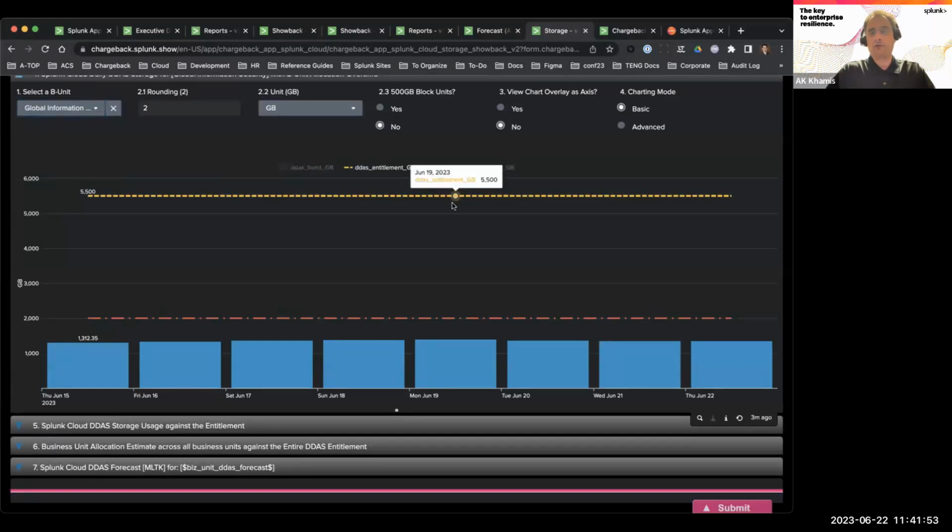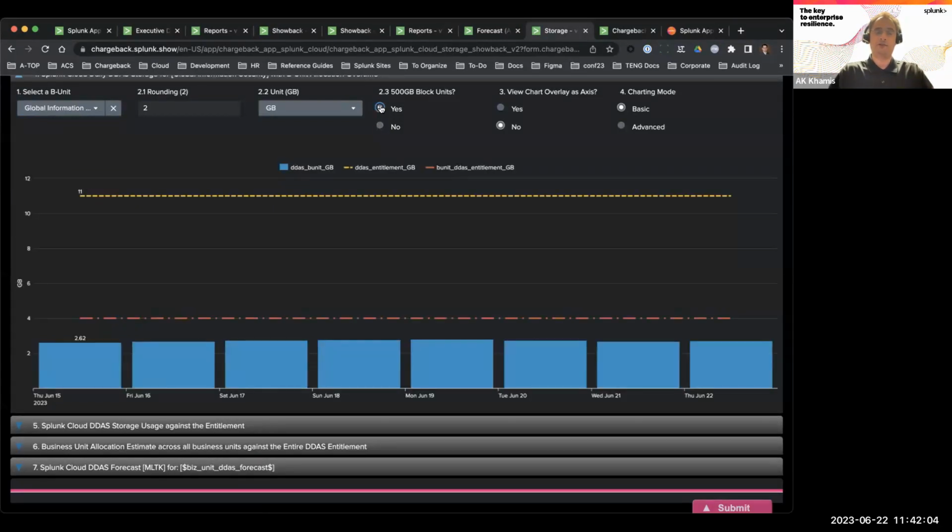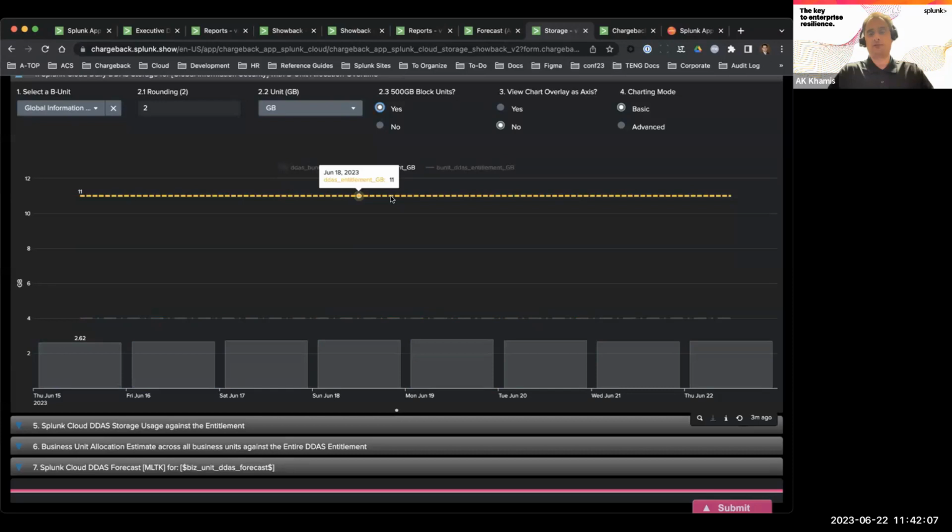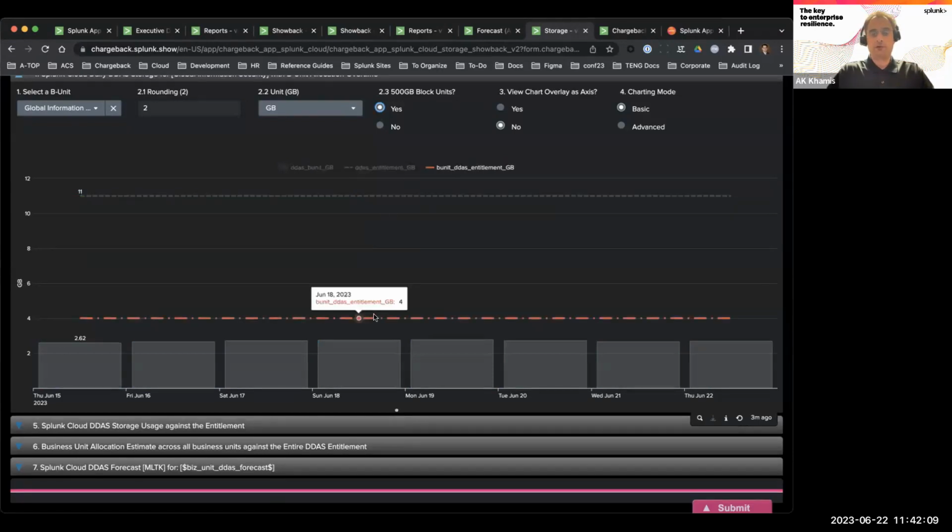So this customer owns 5,500 gigabytes of storage. We sell it in units of 500 gig blocks, as you guys know. If you want to see that, you can just click yes. So this customer owns 11 units, right? Altogether, this business unit is under their allocation, which is about four units, or four times 500. They own about 2 terabytes of storage, right? That's how we allocated. That's their allocation, okay?